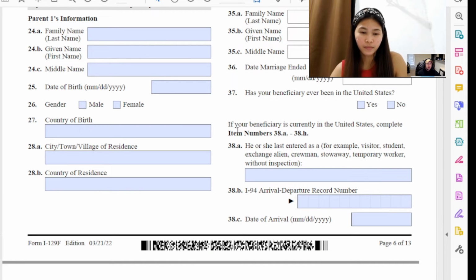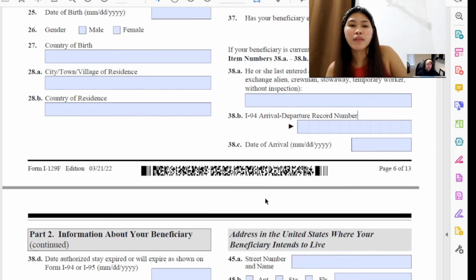Now, right here it says, if your beneficiary is currently in the United States, complete items 38 A through 38 Bravo. Has he or she entered as a visitor, student, exchange alien, crewman, stowaway, temporary worker, without inspection? So I put NA because I haven't. I've not been there before. And if you have been here, you would put their arrival number, which would be on the documentation that's provided.